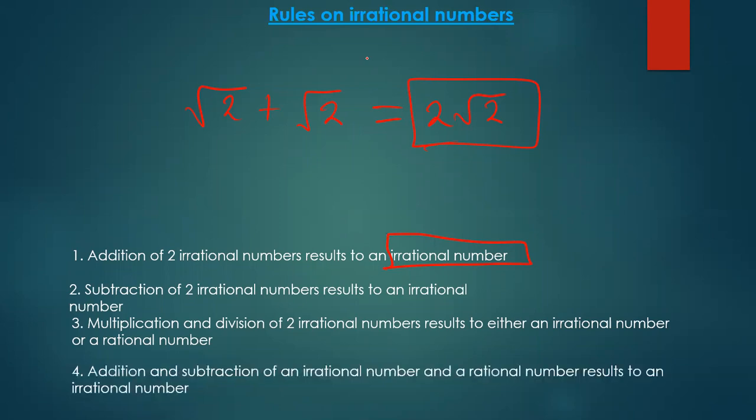Then addition and subtraction of rational numbers and irrational numbers result in an irrational number. So what that means is that if you add 2 plus the root of 2, this one is a rational number, this one is an irrational number. But when you add or subtract these numbers, the answer that you get will still be irrational.